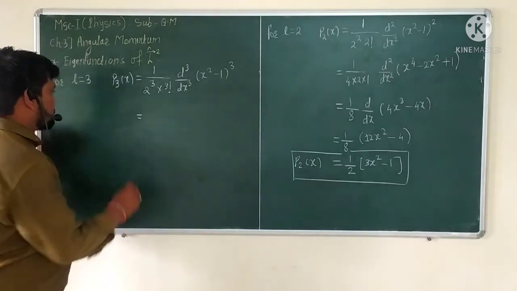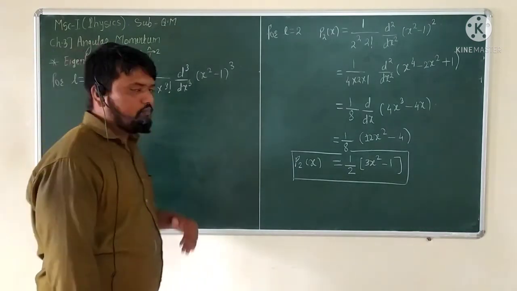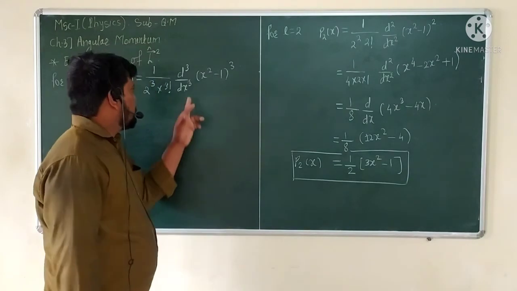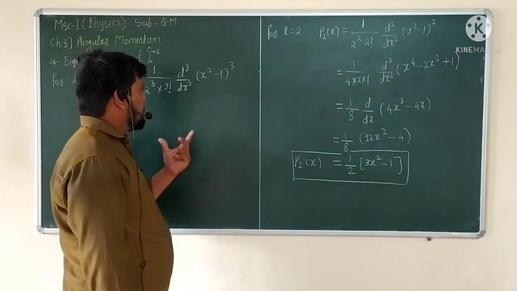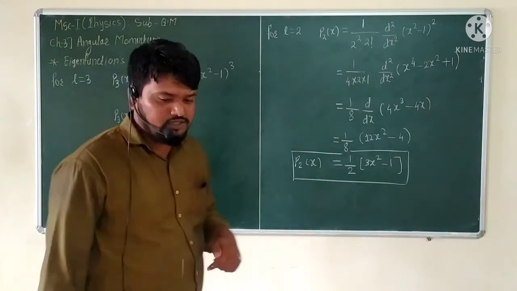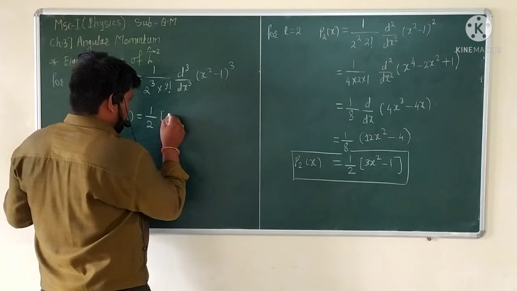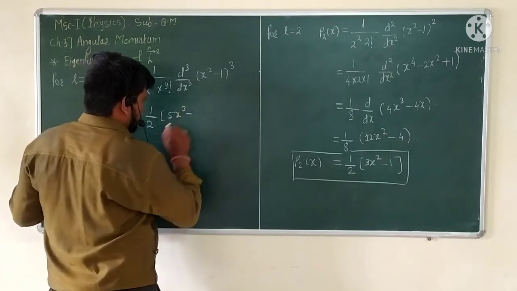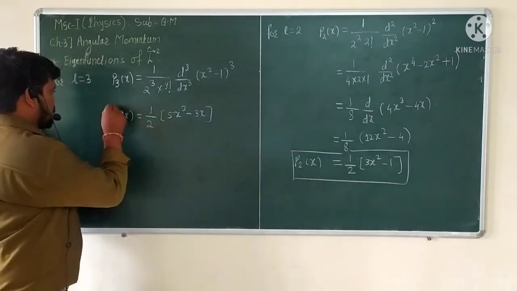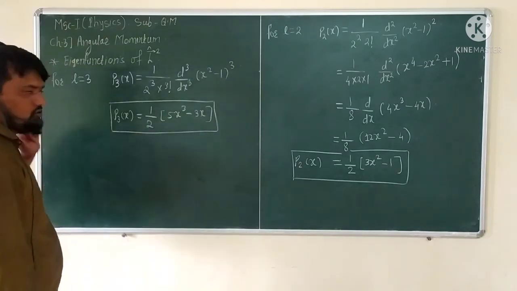If you solve this differentiation, try it yourself. The final answer for P3 of x is 1 upon 48 into d cube by dx cube of (x square minus 1) cube, which gives 1 by 2 (5x cube minus 3x). This is the Legendre polynomial for L is equal to 3.